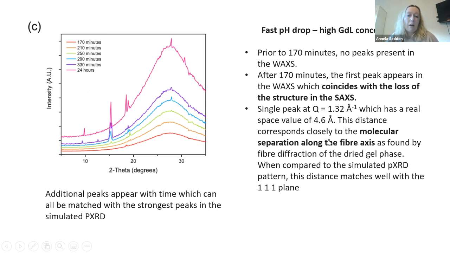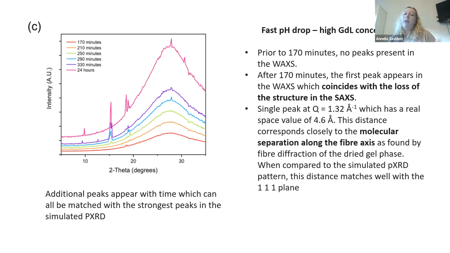And this is in this red line here. You can see a tiny little peak just under 20 degrees. And so we've now got evidence of something crystalline appearing in our wide angle pattern. And if you analyze this peak, you find its real space value is 4.6 angstroms. And we know from previous work that 4.6 angstroms is the distance between 2-NAP-AA molecules along the fiber backbone. So what we're seeing here is evidence of growth of a crystal along the fiber backbone.